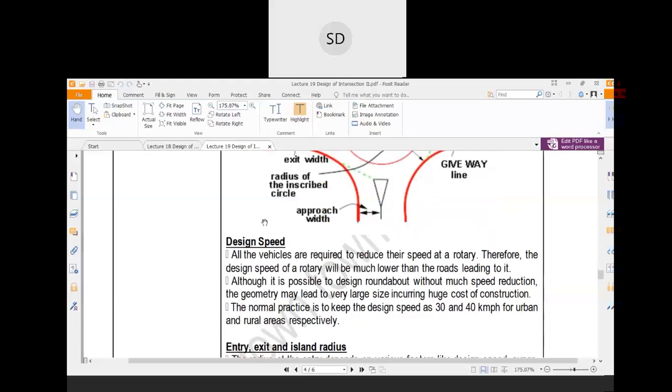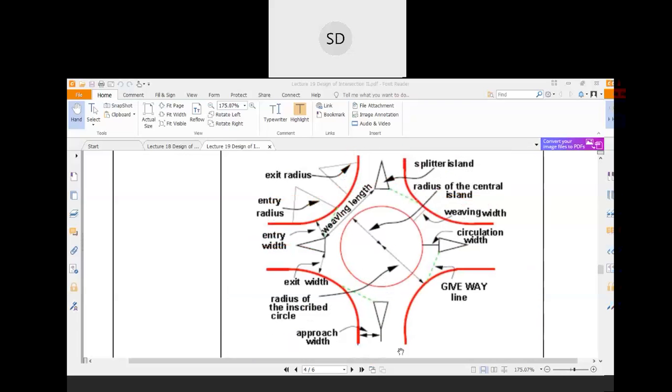Now the first one is design speed. All the vehicles are required to reduce their speed at a rotary. Therefore, the design speed of a rotary will be much lower than the roads leading to it. If this is a rotary intersection and these are the approach roads, the design speed over here would be more than the design speed over here, because in the rotary intersection all the vehicles are forced to reduce their speed. Therefore there would be differences in design speed in the intersection area and in the main approaching roads.